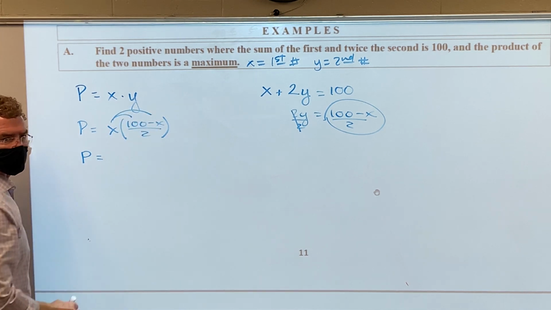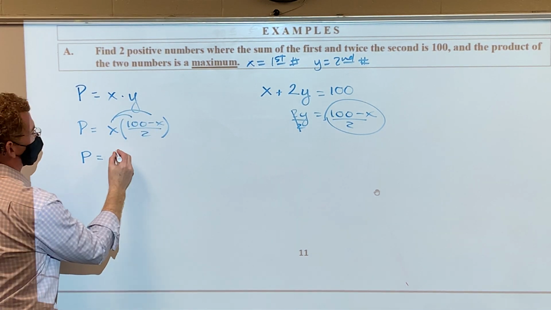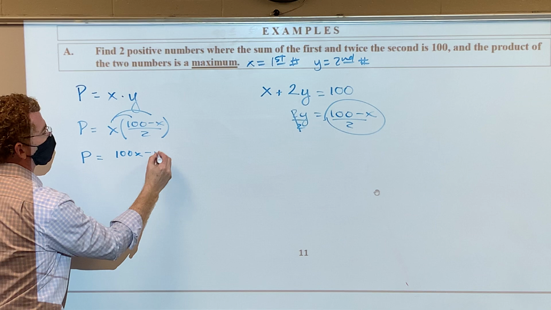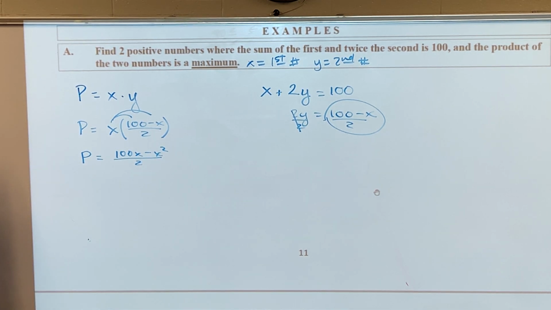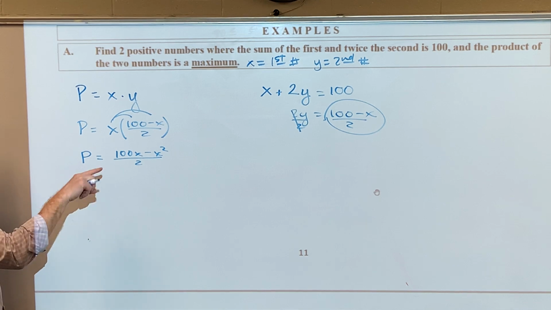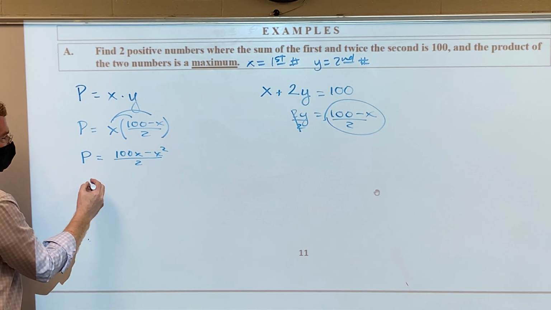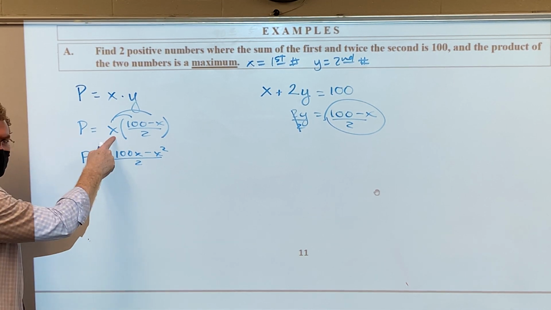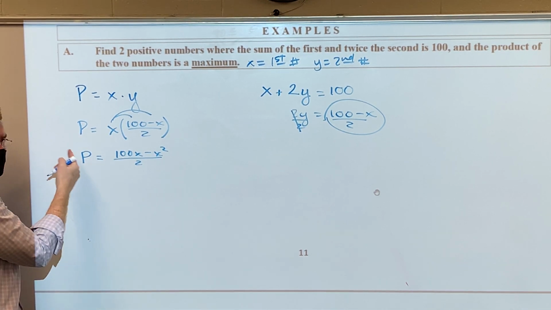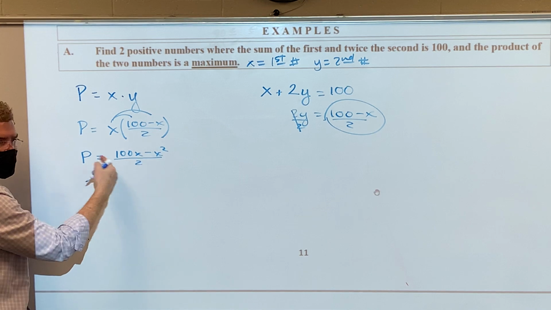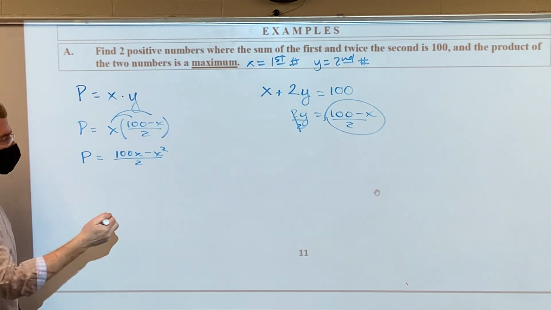Maybe distribute it into the top. That would give me 100x minus x squared, all of it over 2. And then could I do anything to this before I take the derivative? Like gets me right back where I was. I could pull the 1/2 out front, or I could even divide 2 into both parts. Yep, and then it just looks like a polynomial.